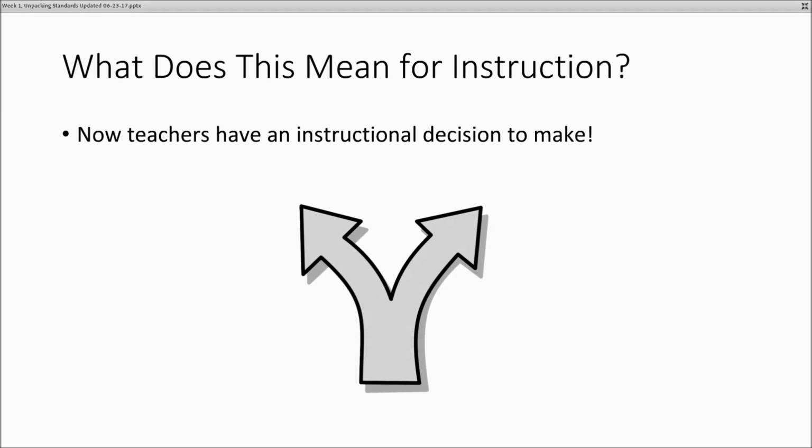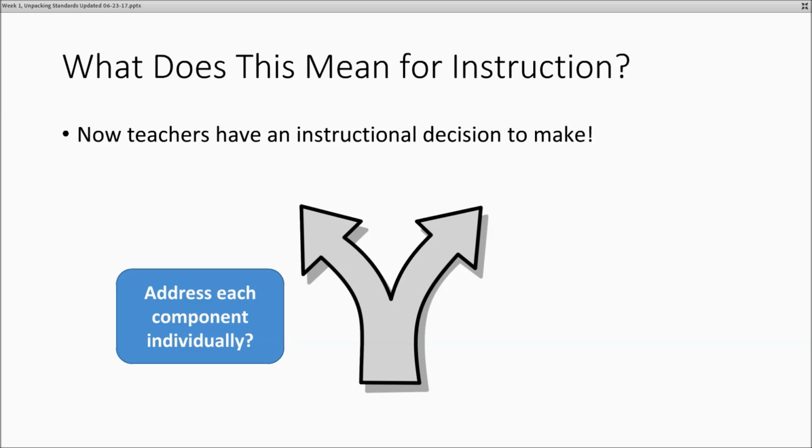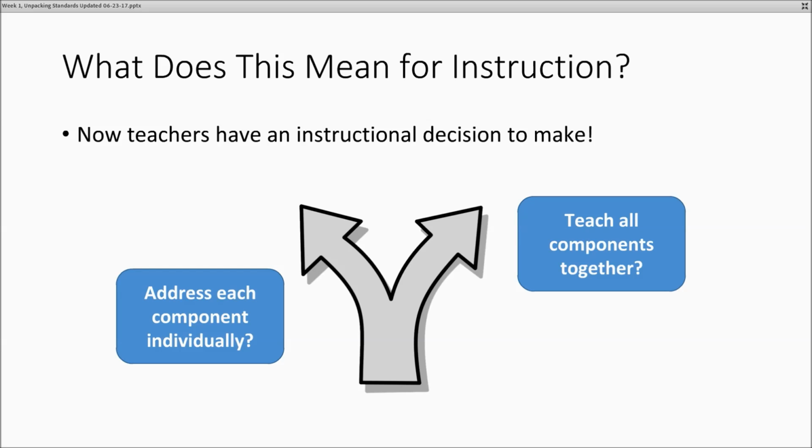Before we work together on another standard, we need to answer this question. Why do this? What does this mean for instruction in this unpacking? Well, it means a lot of things, and let's talk about that briefly. You have to make an instructional decision. Once you unpack a standard, you need to decide if you're going to focus on just one component, just a skill, a concept, or a context, or just one of each of those, or if you're going to put it all together, teach all those components. So, question, what factors might influence your decision about how to work with a standard?